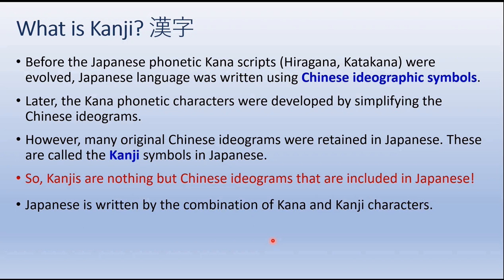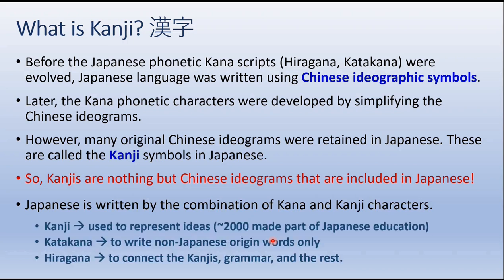Japanese is written by the combination of kana and kanji characters. Kanji are used to represent ideas. Although there are thousands and thousands of Chinese ideograms, around 2000 of them have been made part of the Japanese script, and the exact figure approved by the Japanese Education Ministry is 2136 kanjis. So wherever it is possible to use kanji ideograms, we use those characters in the Japanese writing.